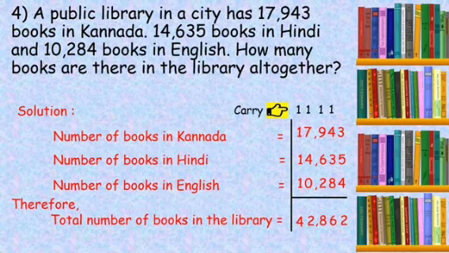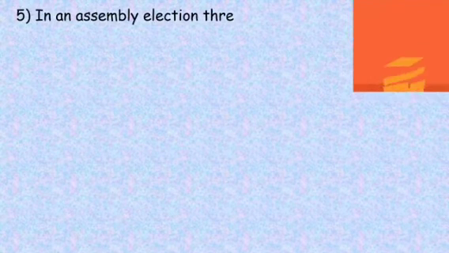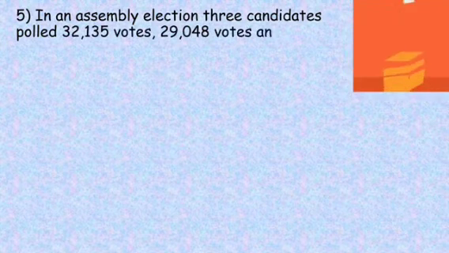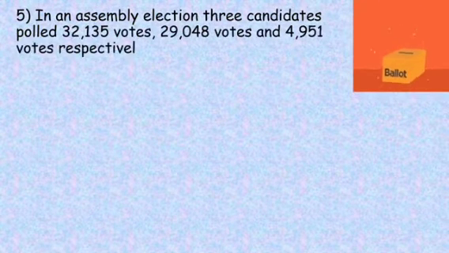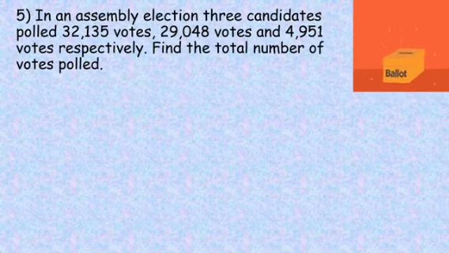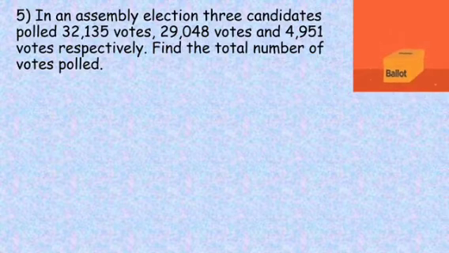Children, all of you have understood? Yes. Will you be able to do this problem before me? We'll see. Yes, in an assembly election, 3 candidates polled 32,135 votes, 29,048 votes and 4,951 votes respectively. Find the total number of votes polled.